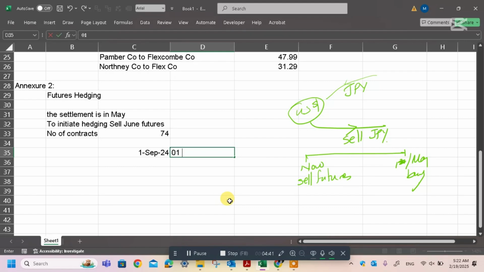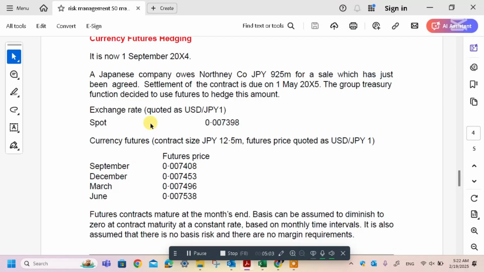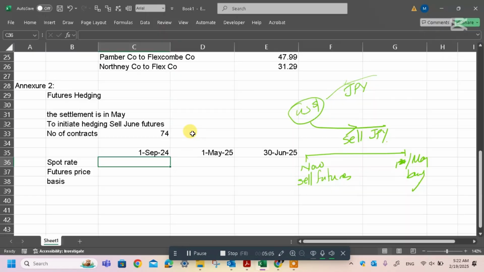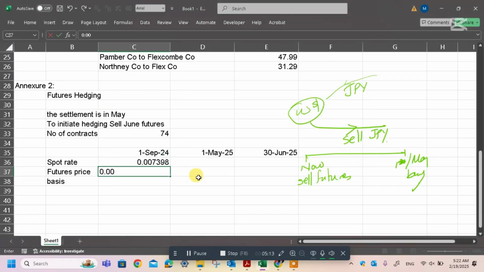Then we need 1st of May 2025. Then you take 30th of June 2025 as well. Spot minus futures is the basis. Spot rate, futures price, difference is basis. Spot rate on 1st of September, here 0.007398. Futures price, June futures 0.007538. So the basis is this much.